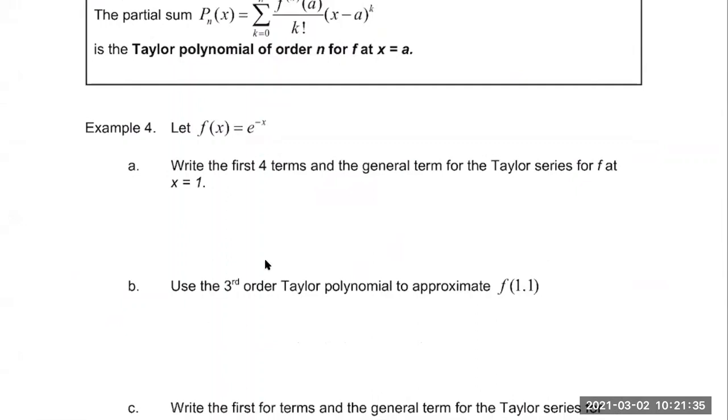I want you guys to, again, do the same thing with the people that are in your call right now. Can you guys go ahead and come up with the first 4 terms and general term for the Taylor series? So again, what you're doing is coming up with successive derivatives and then plugging in A into all of those functions and derivative functions. And A in this case is 1. It's centered at x equals 1.